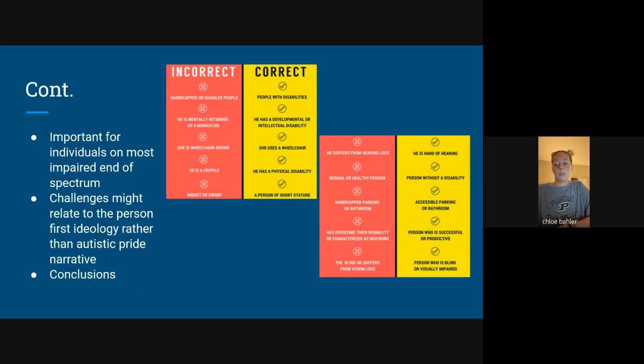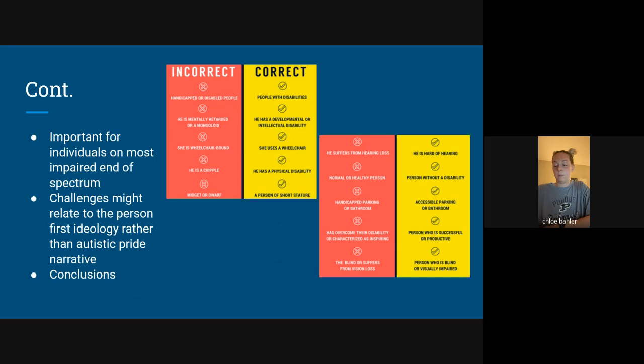It's important for individuals on the most impaired end of the spectrum, maybe who are nonverbal or unable to self-advocate, people who are more at risk of being treated as less than a person. The people with challenges as such may relate more to the "we are people first" movement and terminology rather than the autistic pride narrative.